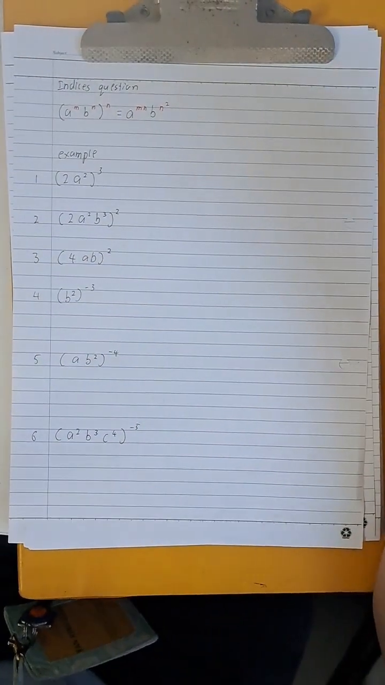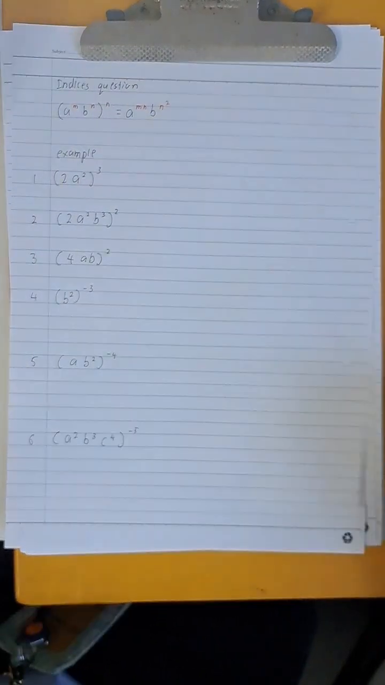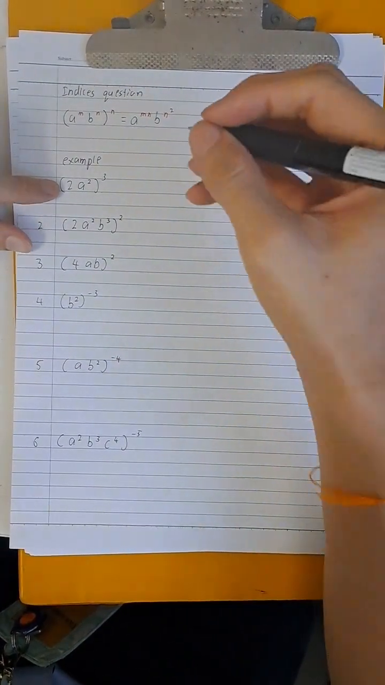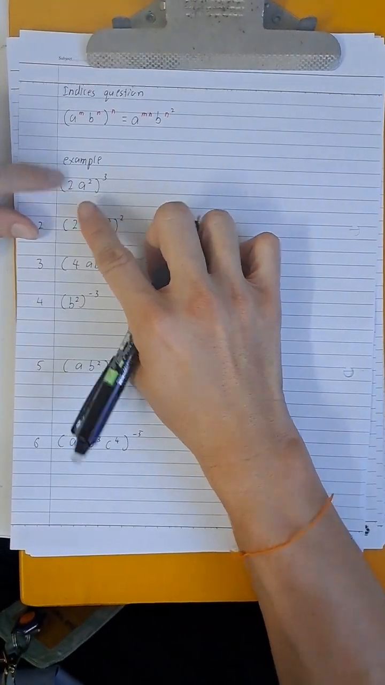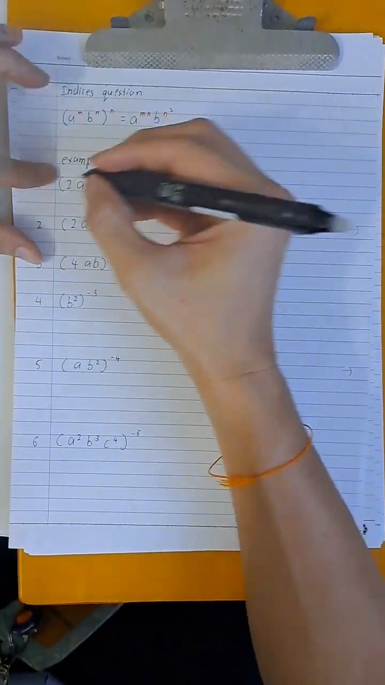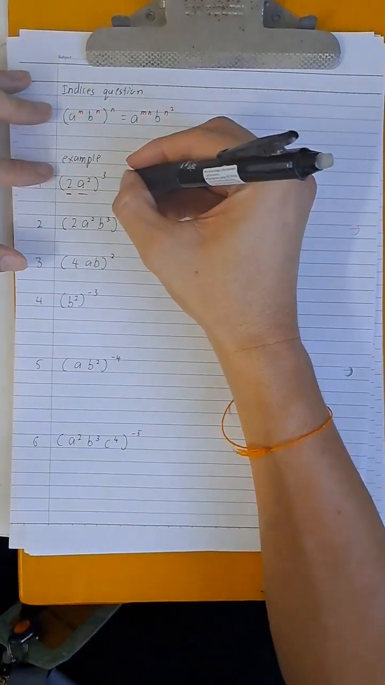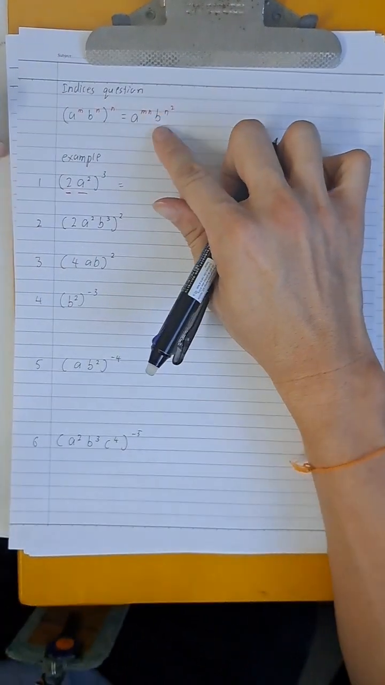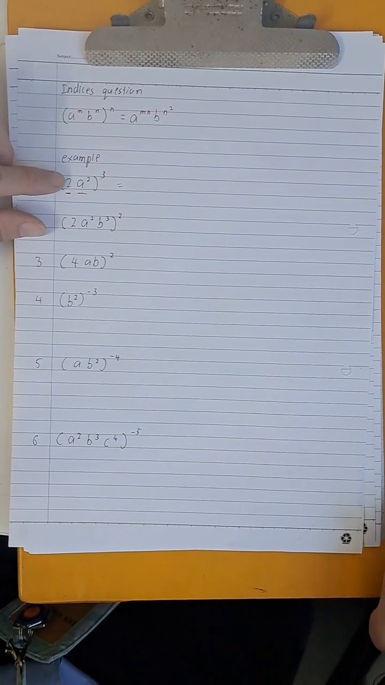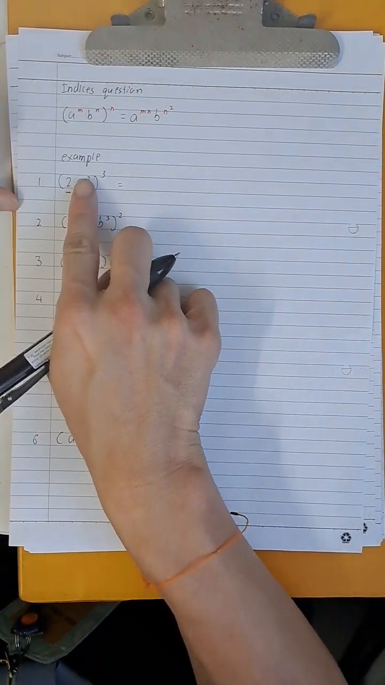Okay, let's look at an example of this question by applying all these rules over here. So how do we do this? How I like to think about this is: how many things do I have in this bracket? In this case, there are two things, which is the 2 and the a squared. By applying the rule above, what we can do is take everything to the power of 3.